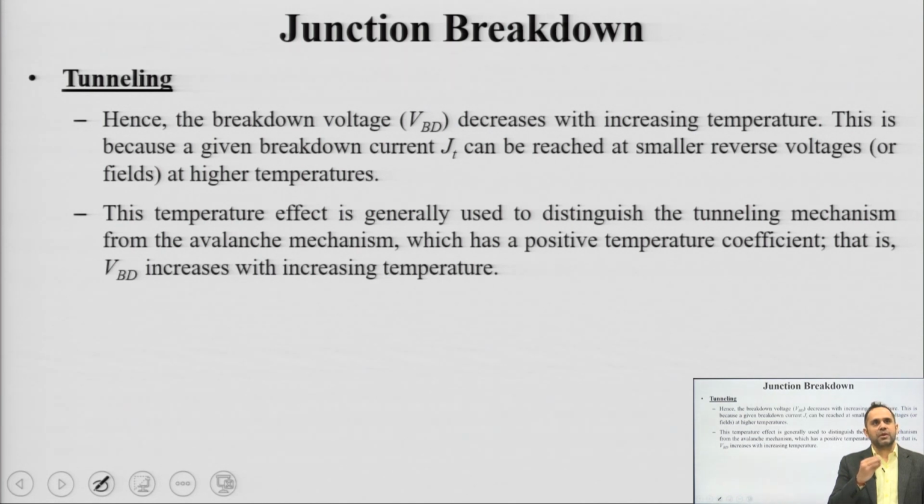This can be reached at smaller reverse voltages or electric field at higher temperatures. Okay. The temperature effect is generally used to distinguish the tunneling mechanism from the avalanche mechanism. Avalanche mechanism has a positive temperature coefficient, which means breakdown voltage increases with increasing temperature. Tunneling has a negative temperature coefficient, which means breakdown voltage decreases with increasing temperature.